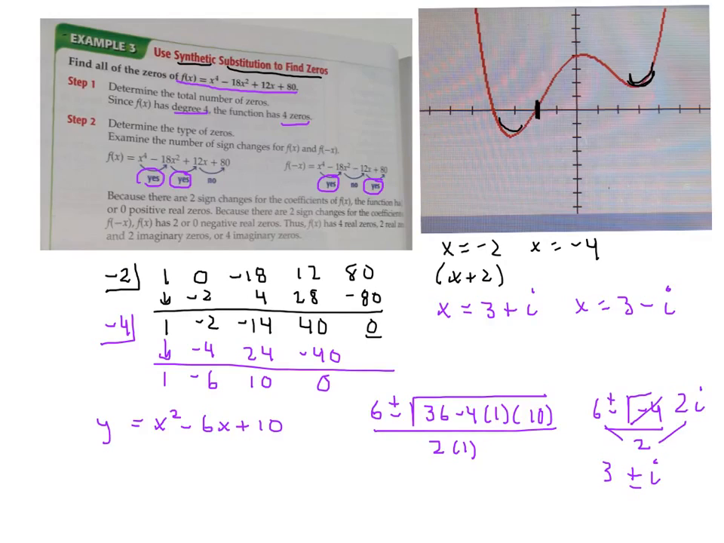What is my factored form of this polynomial? Well, my factored form, I'm going to make it red and just write it in the middle where I've got a little space left, is x plus 2, x plus 4, x minus 3 minus i, x minus 3 plus i.